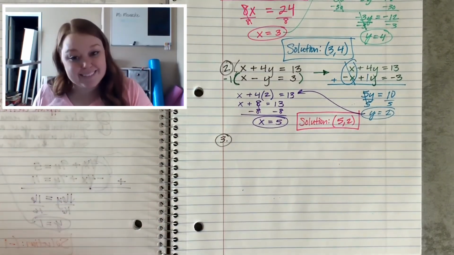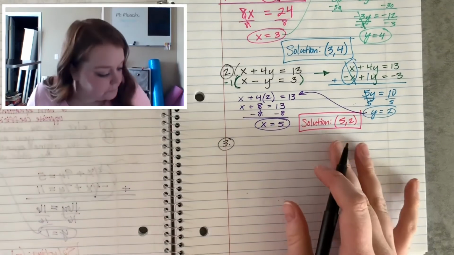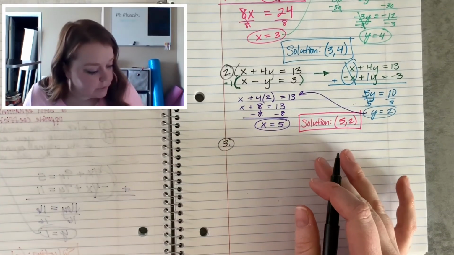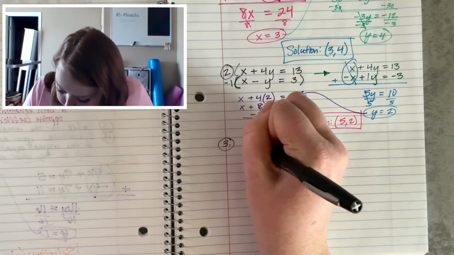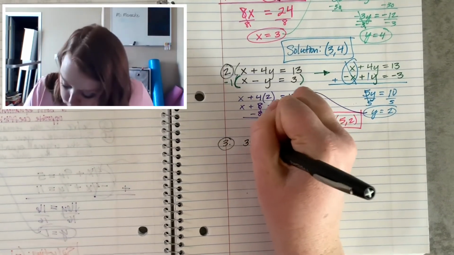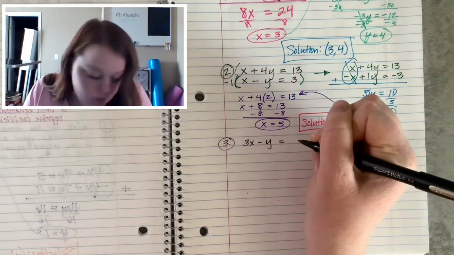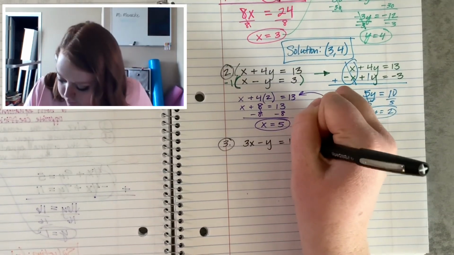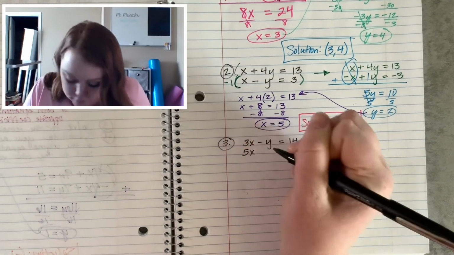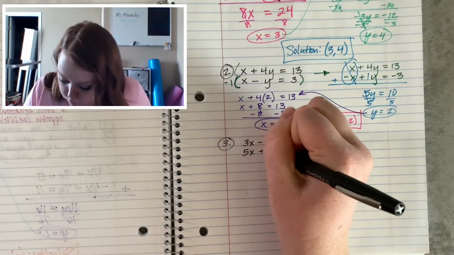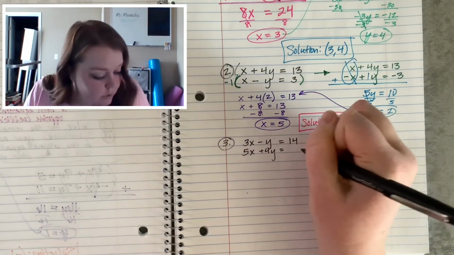Okay, I'm going to do one more with you, and then you're going to have to do one on your own. So here's number 3. Number 3 is going to be a little bit more difficult, but not much. We got 3x minus y equals 14. And then we got 5x plus 4y equals 12.